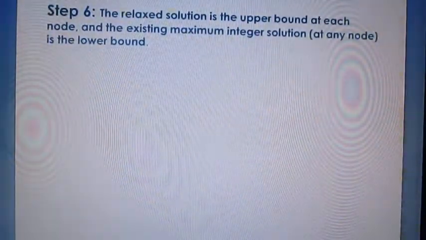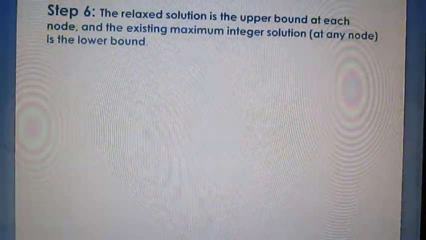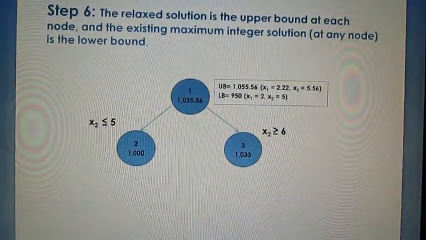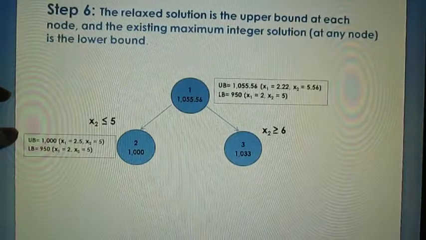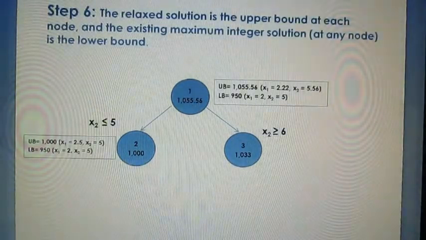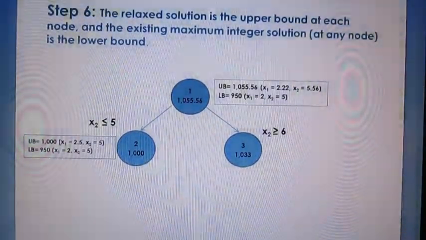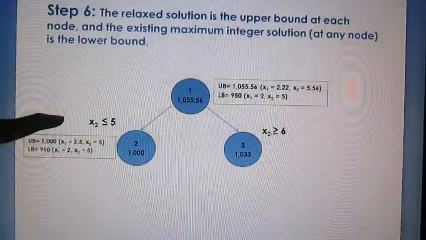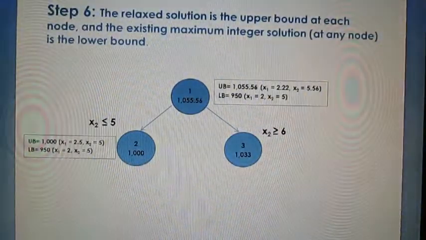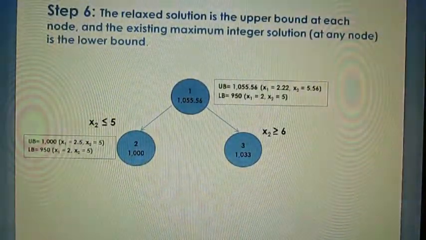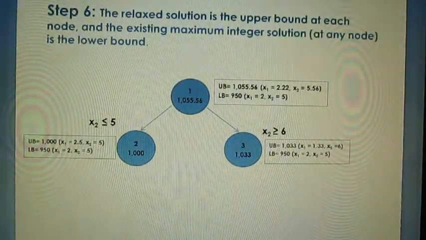Step 6. The relaxed solution is the upper bound at each node, and the existing maximum integer solution at any node is the lower bound. From our previous branch and bound diagram, we will add the upper bound and the lower bound. The upper bound of node 2 is the optimal solution we get from solving this linear program with the constraint x sub 2 must be less than or equal to 5. So the upper bound is 1000 and the lower bound remains as 950. In node 3, our upper bound is 1033 and our lower bound is 950.